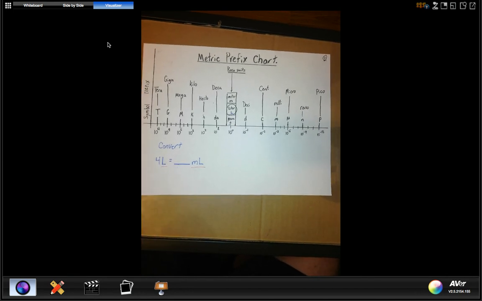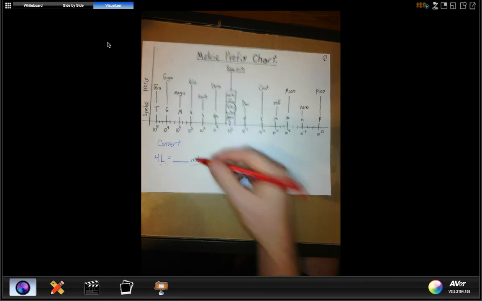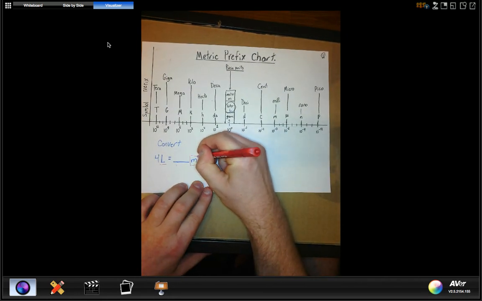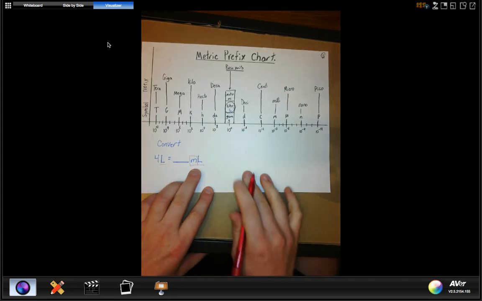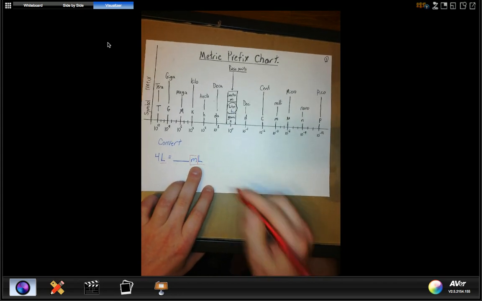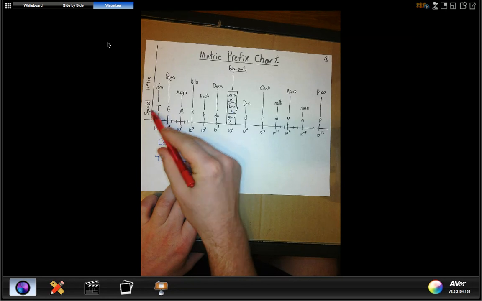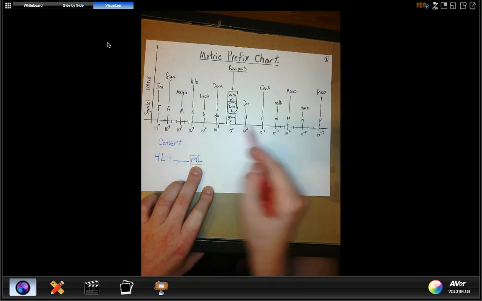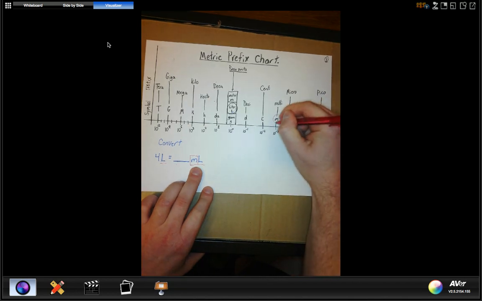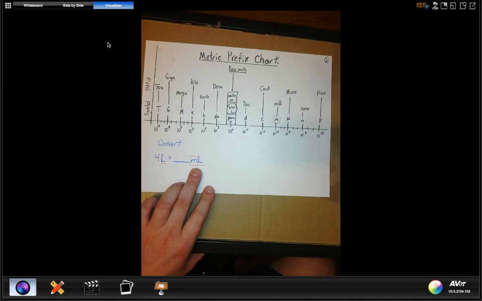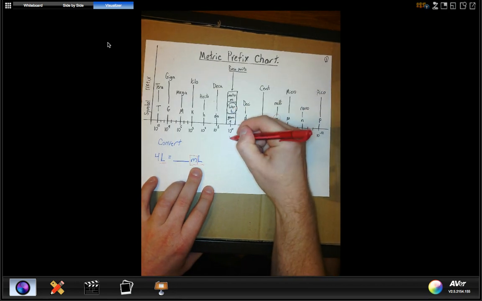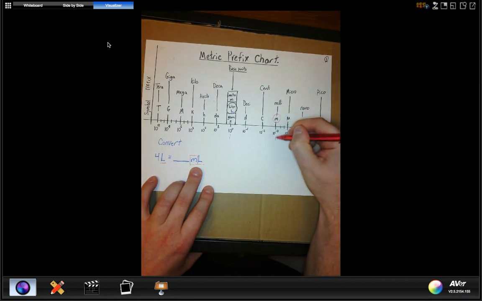And to do that, I need to look at the prefix, which is always the letter that comes before the base unit. So here I see a little lowercase m. I'm looking across my symbols. That one's capital, so I'm not going to go there. All the way across, here we go. Lowercase m, milliliters. So I know I have to get from this block here all the way to this block here.